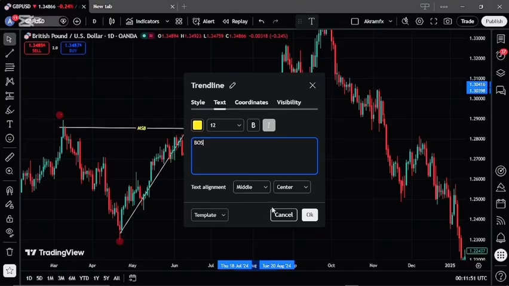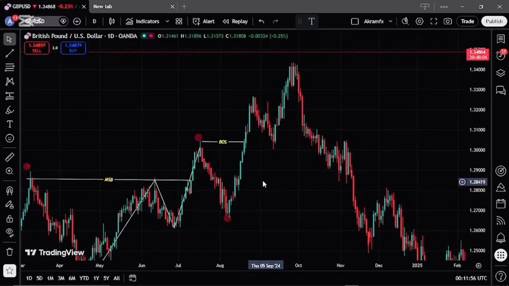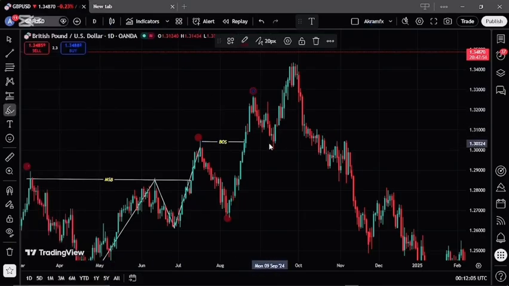Now, after having a break of structure there, prices moved up. After breaking here, it had to make a higher high. Then after making a higher high, we do not enter after prices close above this. We wait for a pullback to form a lower low, and then we go up, forming another break of structure.